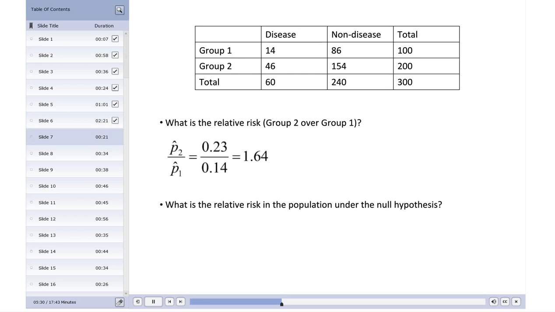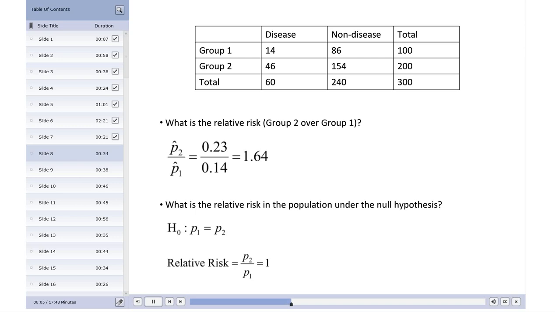Now that we've talked about this hypothesis testing problem, I'd like to go back to the concept of relative risk that we discussed earlier. So remember this question, it said, what is the relative risk, group 2 over group 1, and we just took P2 hat divided by P1 hat, and we got 1.64. Well, the question under that is saying, what is the relative risk in the population under the null hypothesis? Well, to answer this question, we simply have to think back to what the null hypothesis says. The null hypothesis says that the population proportion for group 1 is equal to the population proportion for group 2. In other words, P1 is equal to P2.